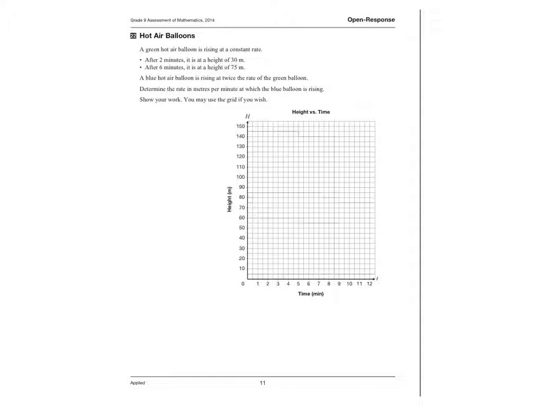Another way you can solve this question is you could use the grid. So I can go to 2 minutes and 30 meters, and I can plot that for the green. And I can go to 6 minutes and 75 meters and plot that for the green as well. Because I know my blue is rising at twice the rate, my blue will be twice as high. So if my green is at 30 at 2 minutes, my blue will be at 60. And if my green is at 75 at 6 minutes, my blue will be at 150.